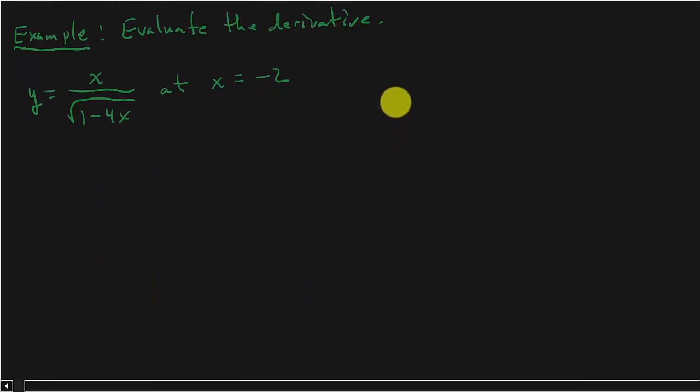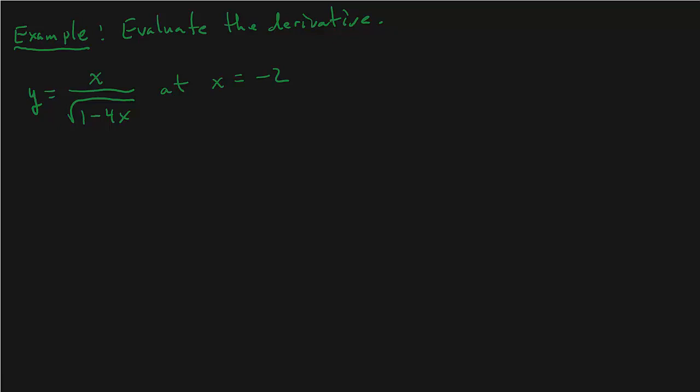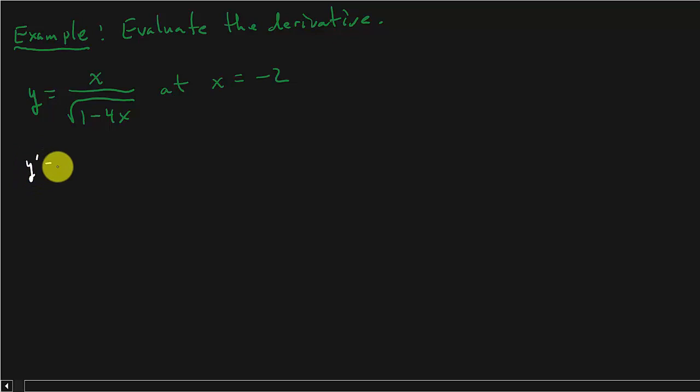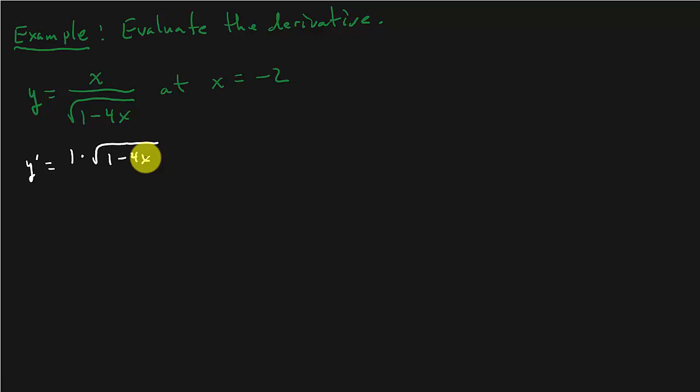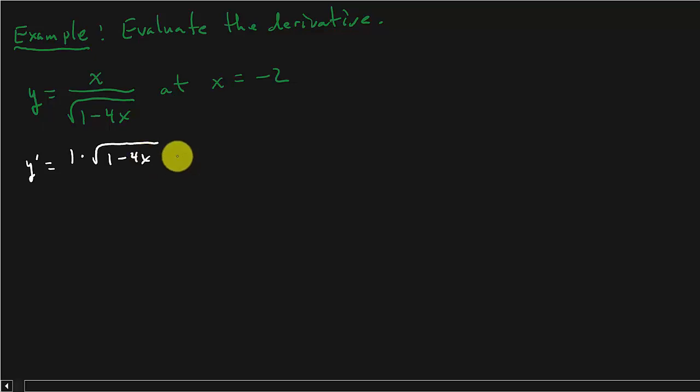Okay, so evaluate the derivative. Y equals x over the square root of 1 minus 4x. Okay, so for this one, we need to use the quotient rule. All right, so I've got y prime is the derivative of the numerator times the denominator, minus the derivative of the denominator.